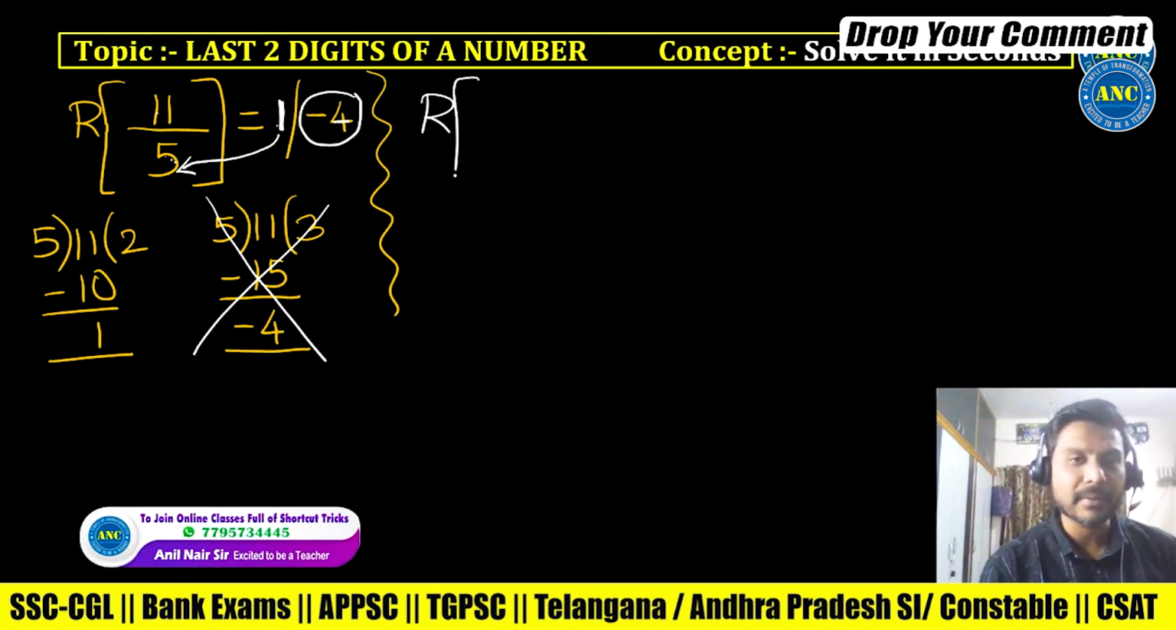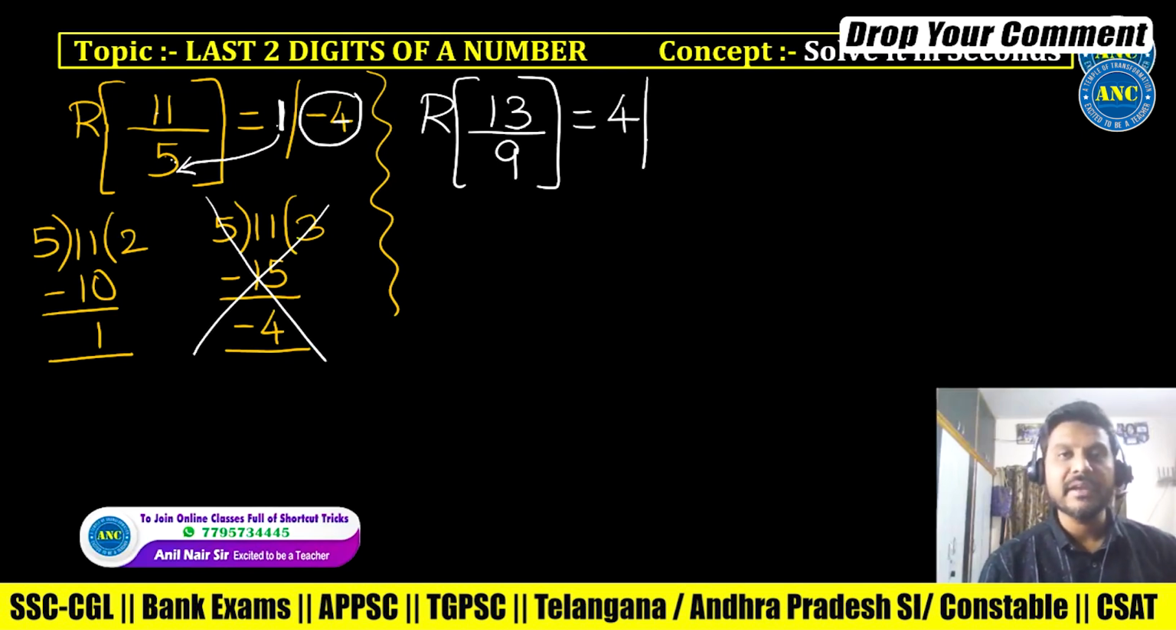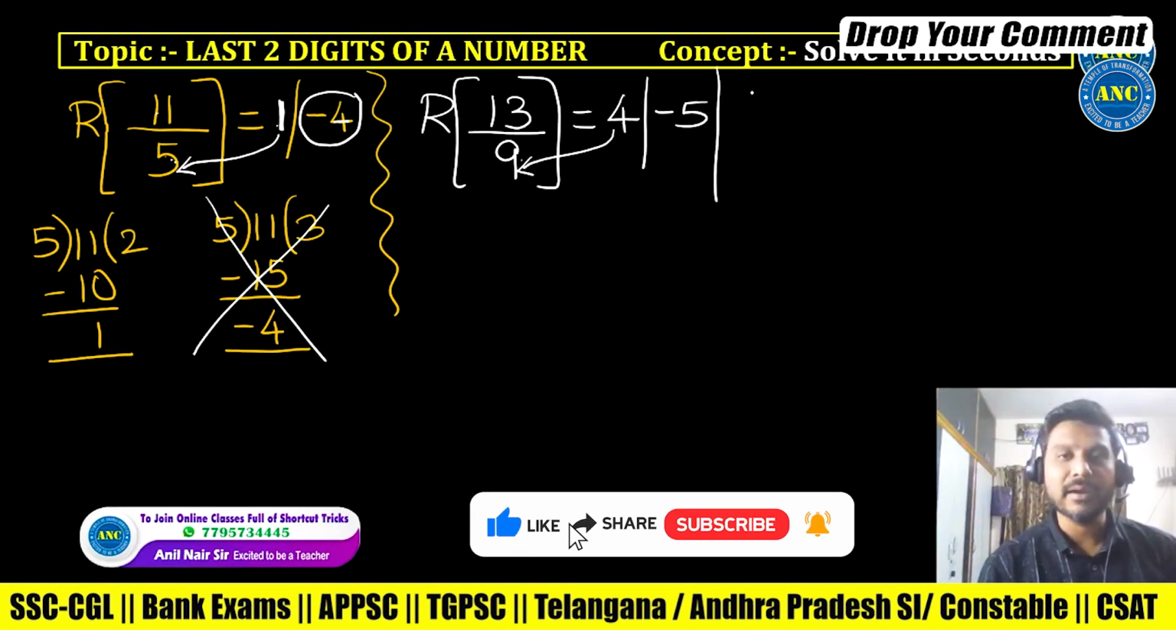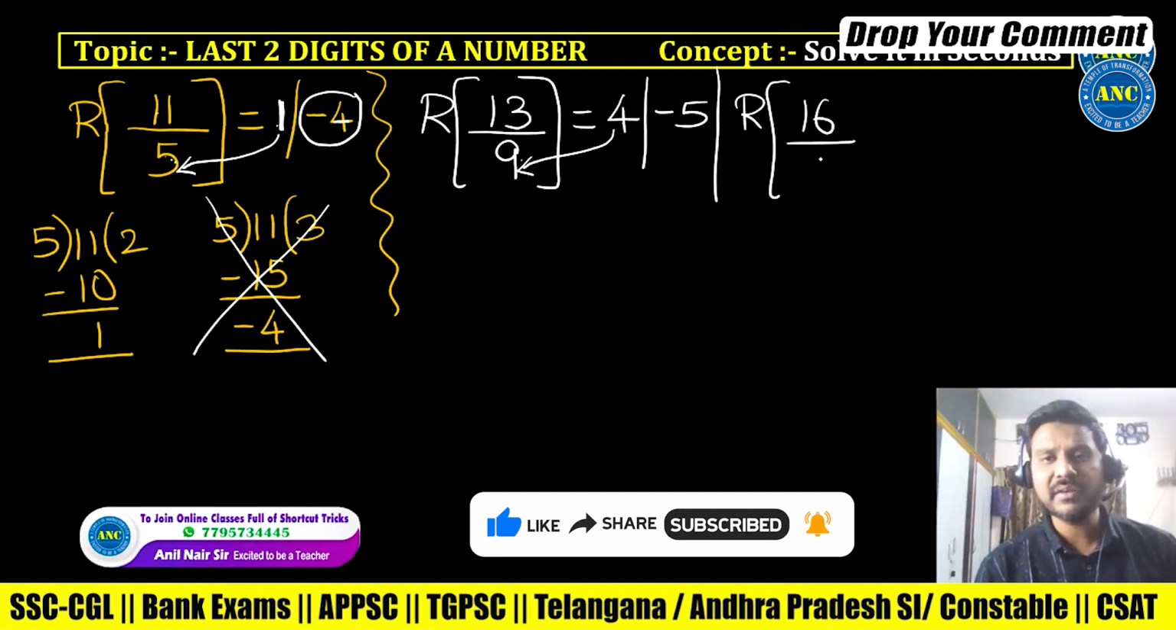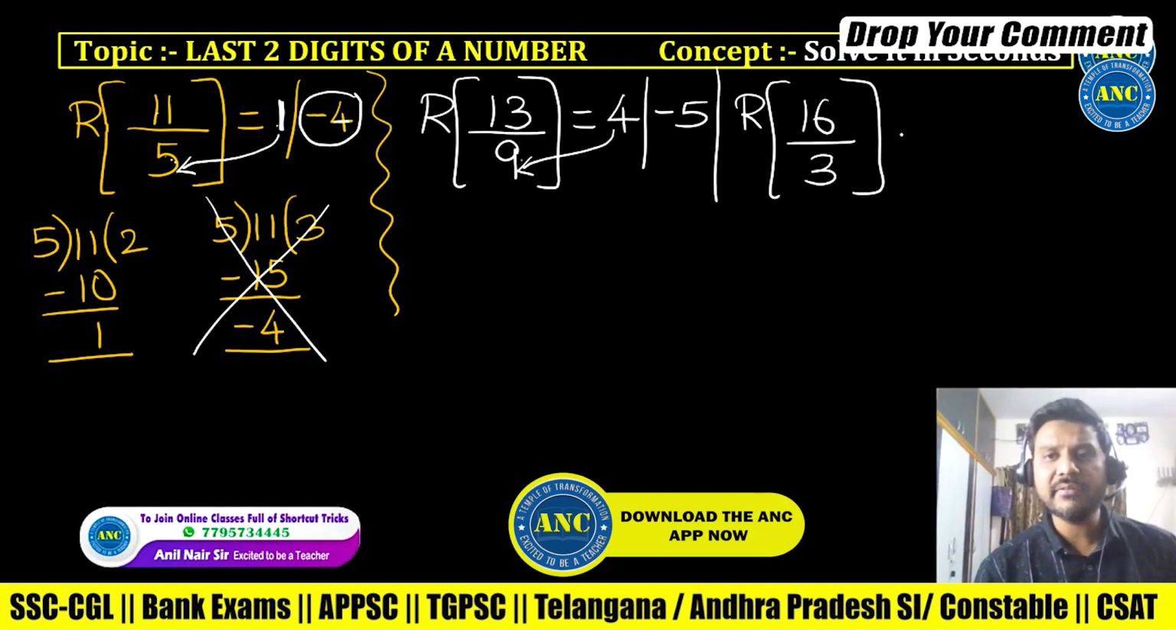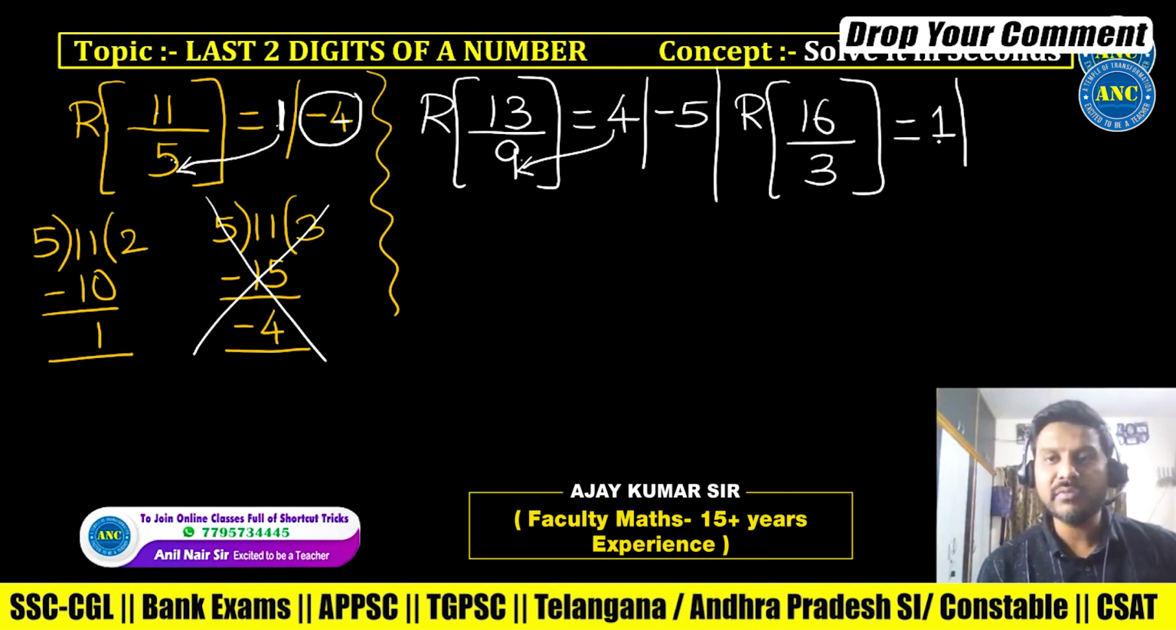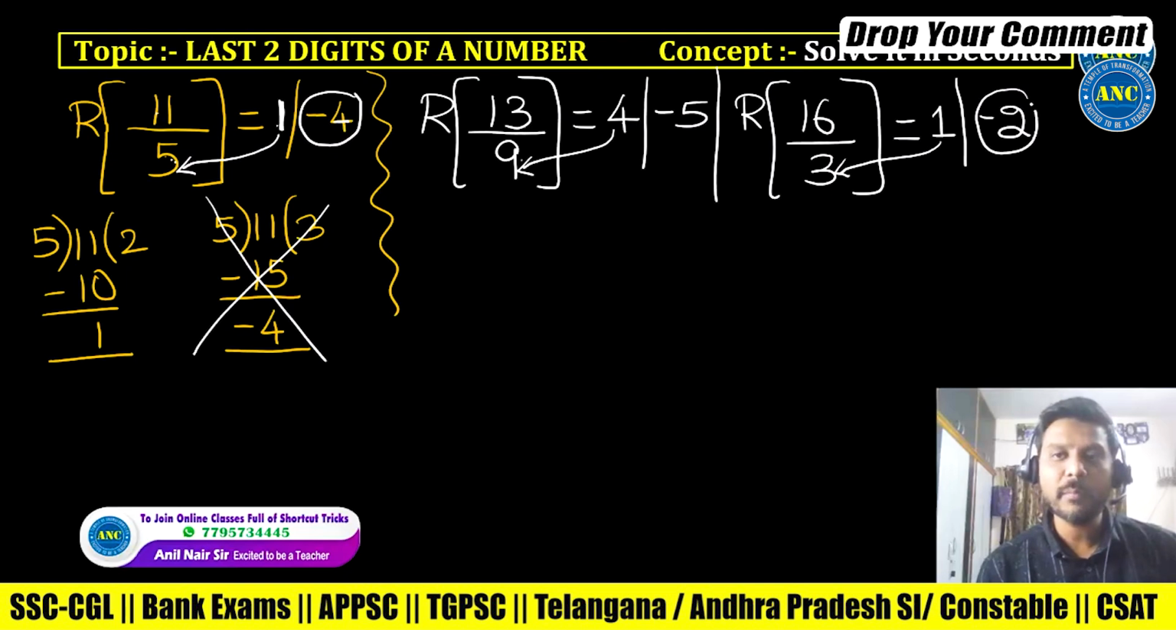Let me take one more example. Suppose for example, 13 when divided by 9. Positive remainder is 4, which you already know. What is the negative remainder? Negative remainder is positive remainder minus denominator. 4 minus 9 is minus 5. One more example. What is the remainder when 16 is divided by, for example, 3? 16 divided by 3, 3 into 5 is 15. Positive remainder is 1. Negative remainder is positive minus denominator. 1 minus 3 is minus 2. I hope it is very clear.